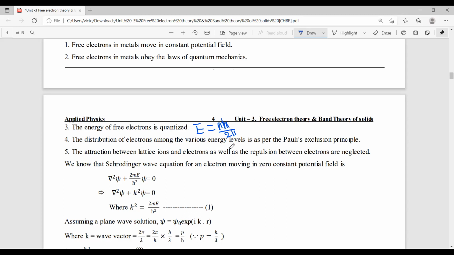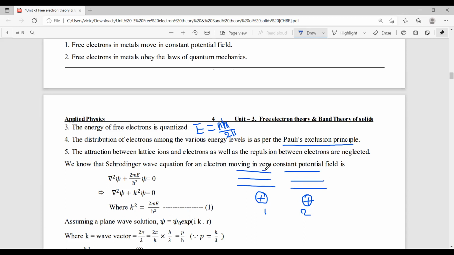And the distribution of electrons in various energy levels compulsorily follows Pauli's exclusion principle. And the attraction between lattice ions and electrons, and the repulsions between the electrons, are also neglected, as we already discussed in the classical free electron theory. So this is the nucleus of one atom. This is the nucleus of another atom. Now these are the energy levels, the respective energy levels.